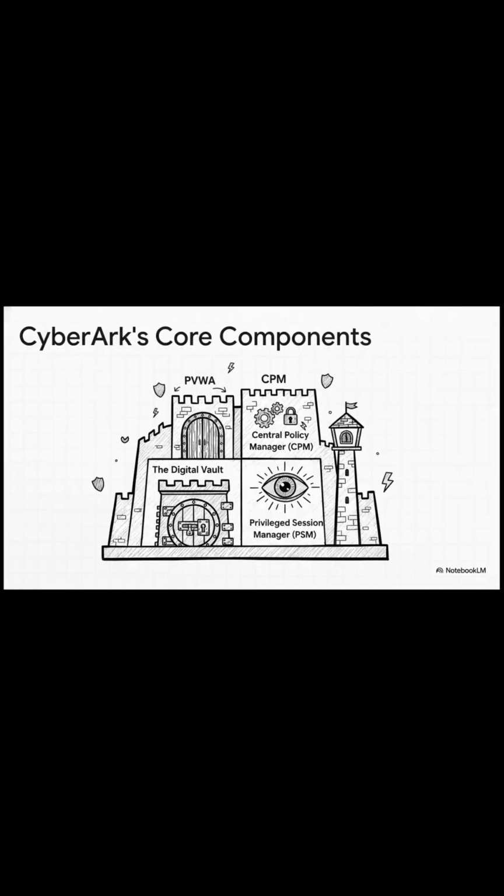All right, so every good fortress has its key structures, right? CyberArk's is built on four main pillars. You've got the digital vault, that's the treasure room. Then there's the PVWA, which is kind of like the main gatehouse. After that, the CPM, think of it as the tireless automated guard patrol. And finally, the PSM, which is the all-seeing security camera system. Each one of these plays an absolutely vital role.